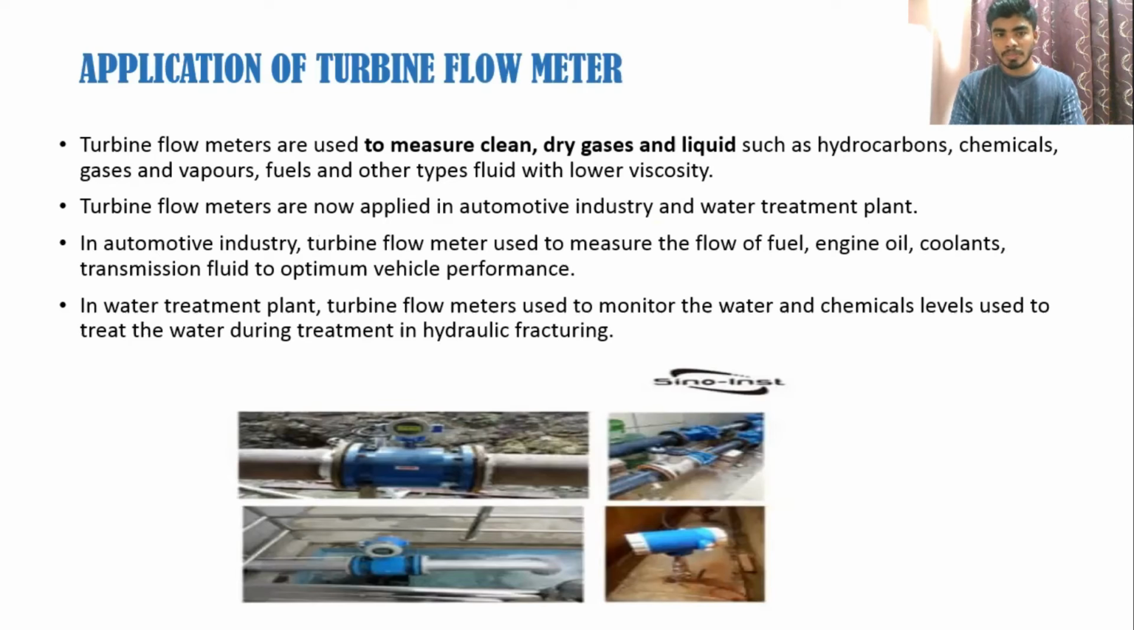In the water treatment plant, turbine flow meters are used to monitor the water chemical levels used to treat the water. The water treatment includes delivering the right dose of additives, disinfectants, pH adjustment, corrosion inhibitors, and fluoride. These additives are vital in disinfecting water to meet stringent safety guidelines.